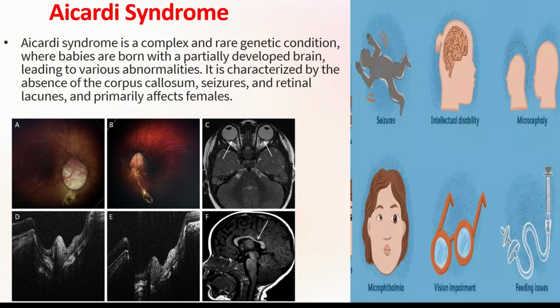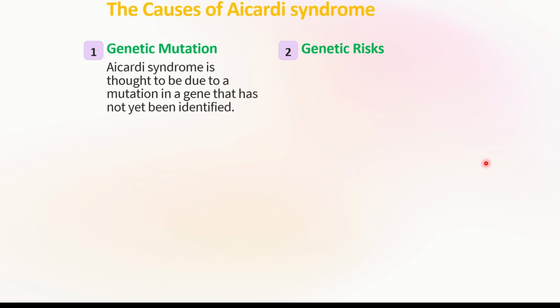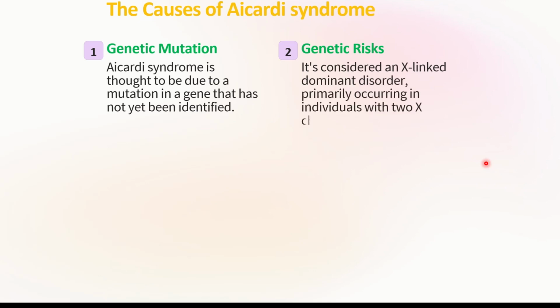Let's know the causes of Aicardi syndrome. The exact cause is unknown, but it's thought to be due to a mutation in a gene that hasn't been identified yet. It's considered an X-linked dominant disorder, which means it usually occurs in individuals with two X chromosomes, typically females, and it's often lethal in males before birth.